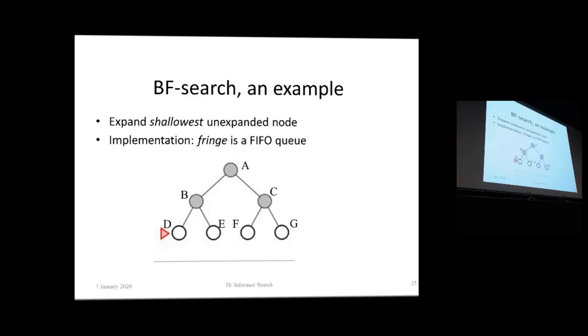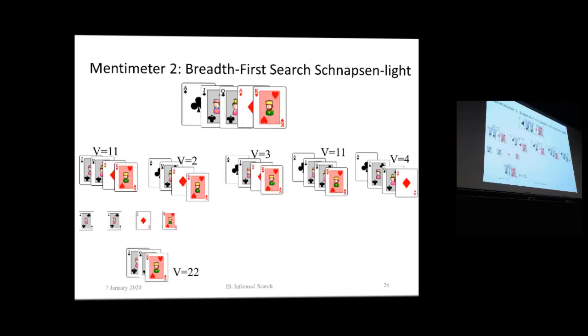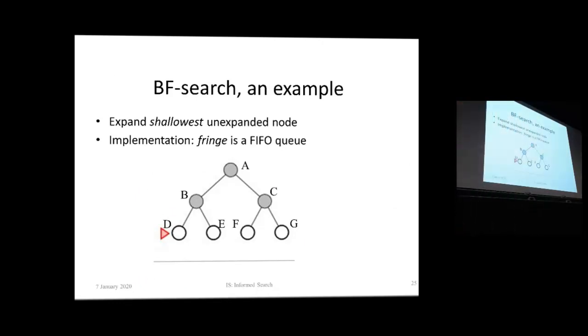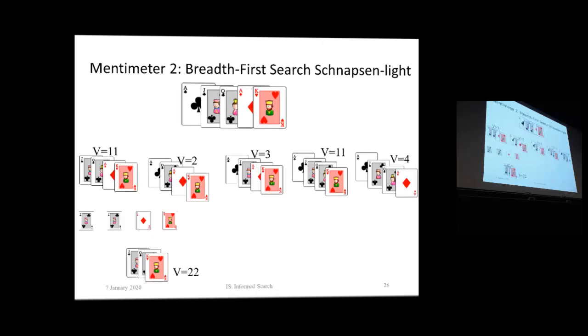So we go to D, we check whether D is a solution, it's not a solution. So we have to check E, whether it's a solution, it's not a solution. And then in order to check all of them, we just take them out and check them one by one. So the order in which we add the nodes to this queue determines that we now do a breadth first search.